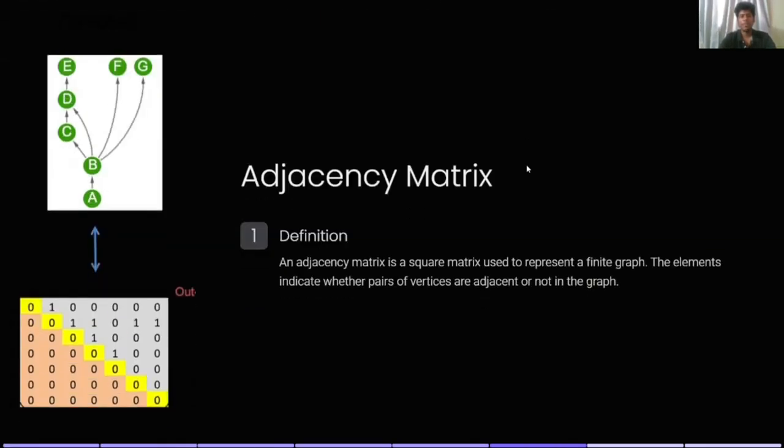Next we will be seeing about adjacency matrix. An adjacency matrix is a square matrix used to represent a finite graph. The elements indicate whether pairs of vertices are adjacent or not in the graph.